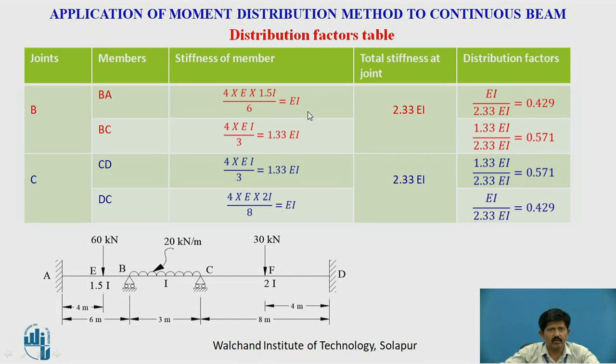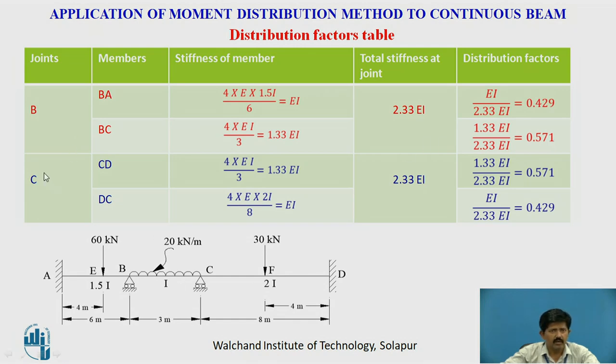So the addition of the stiffness at the joint will be 2.33 EI. The distribution factor for BA member will be the stiffness of member BA divided by total stiffness, that is EI upon 2.33 EI, which comes to 0.429. Whereas the distribution factor for BC member will be the stiffness of that member divided by total stiffness, that is 0.571.